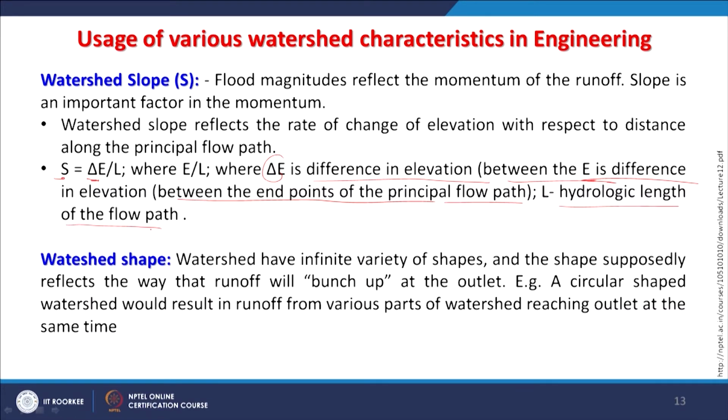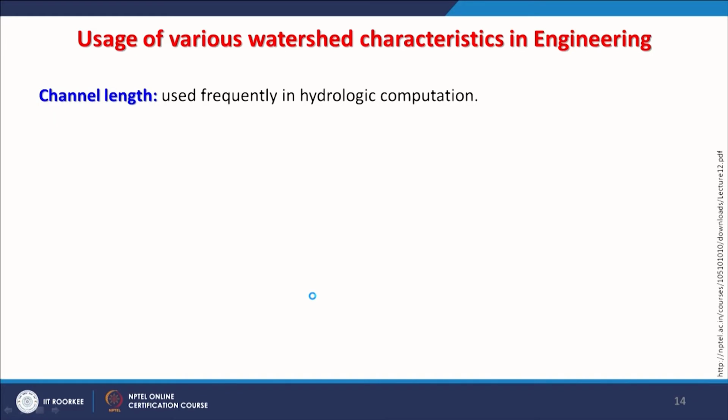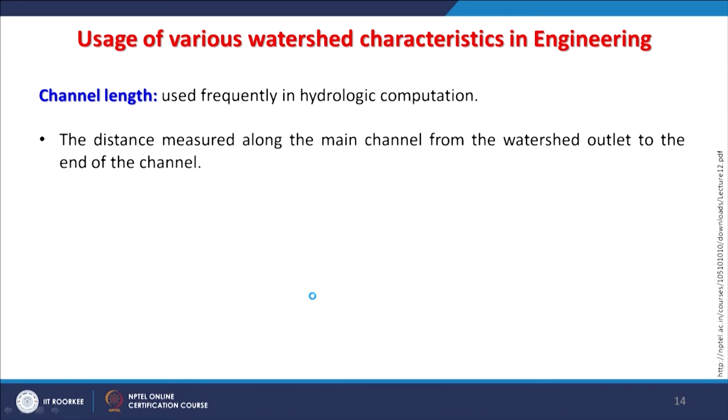And watershed shape, which is also very important, we have already discussed, because bunching up of water should not happen within one watershed. Though this is a natural boundary that we cannot change, if impedance can be provided, then all the water falling over a watershed will not reach the outlet at the same time, or will not get concentrated in one area of the watershed at the same time. Channel length is also used in hydrologic computation; that is the distance measured along the main channel from the watershed outlet to the end of the channel.